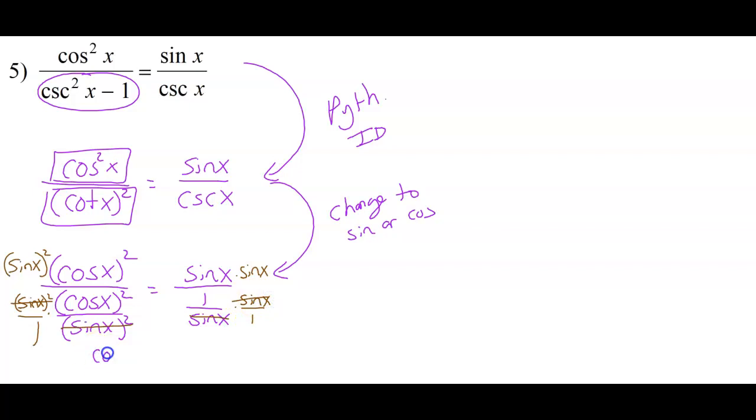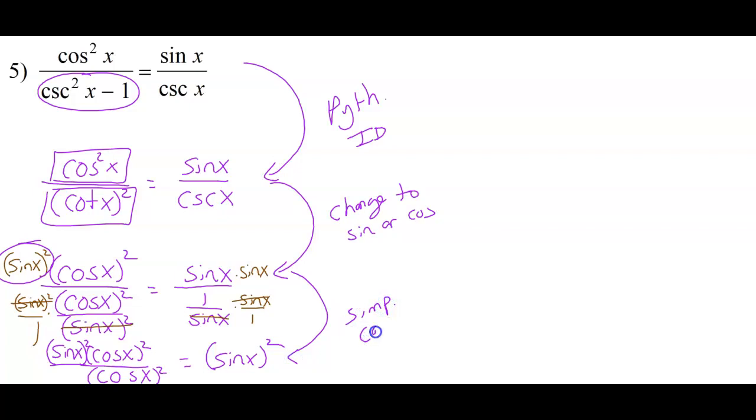We have cosine of x squared over cosine of x squared equals sine of x squared. Oh, I left this guy off over here. Let me fix that. I need to include that here. So we should have sine of x squared here. All right. There we go. And so what did I do there? I simplified the complex fraction.